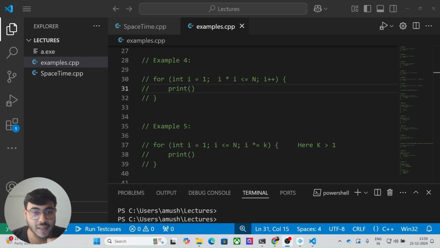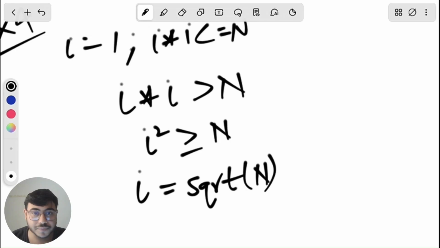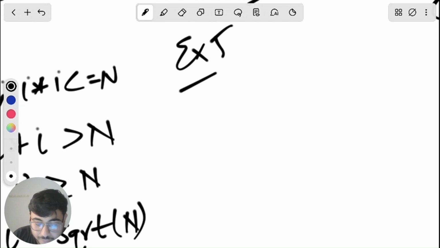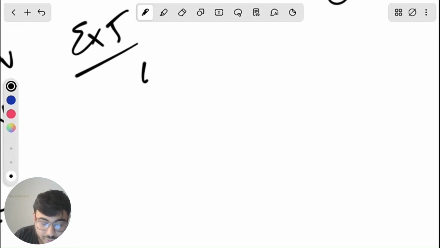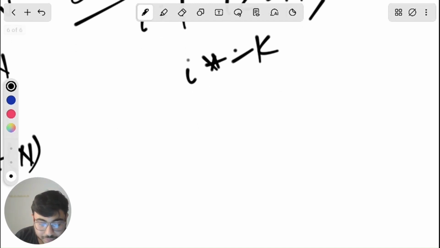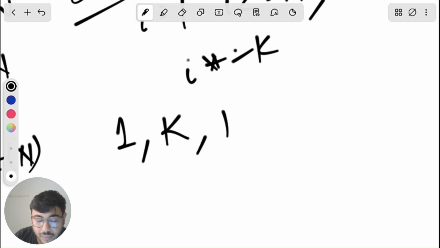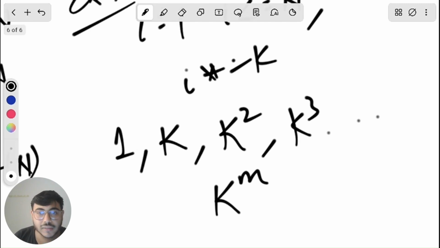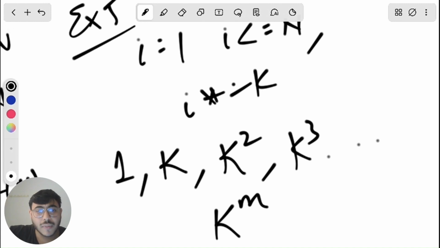So for now, let's try to solve this problem. Example number 5. You start from 1 and you go up till i is less than or equal to n, and i is always multiplied by k. So initially you start from 1, then you become k, then you become what? k square. Then you become k cube, right? And in this way you go up till some m number of steps. Your loop will work until some m number of steps.